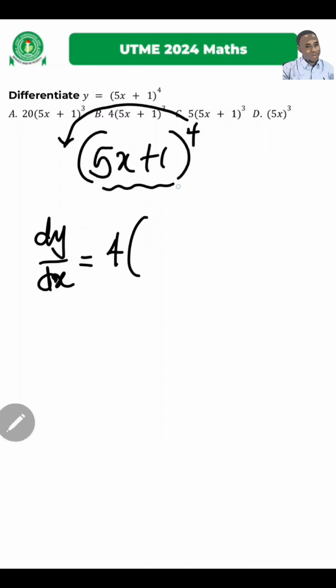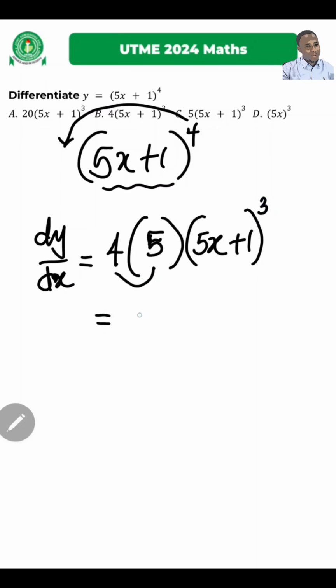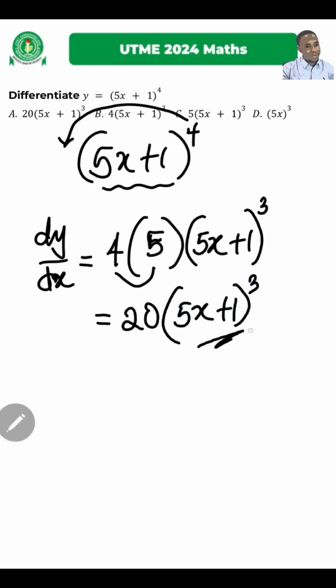Step 2, differentiate the bracket. If I differentiate 5x plus 1, I have just 5. And step 3, rewrite the question and remove 1 from the power, 5x plus 1. Then remove 1 from 4, that is 3. So this is my answer, but I definitely want to multiply these two. 4 times 5 is 20, and I have 20 times 5x plus 1 raised to power 3. And that is the answer. Option A is correct.